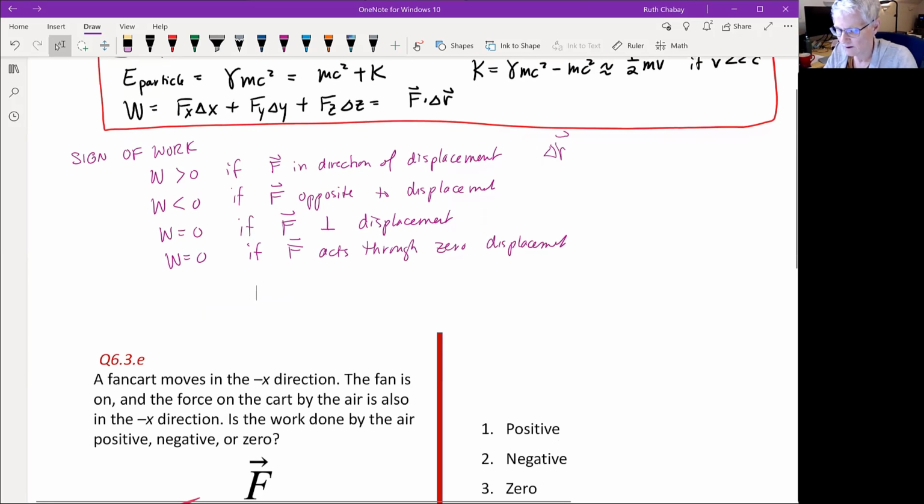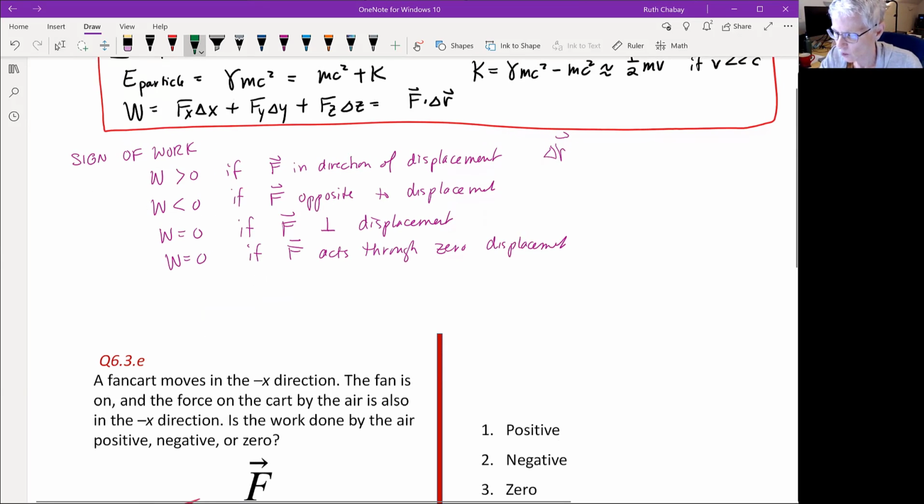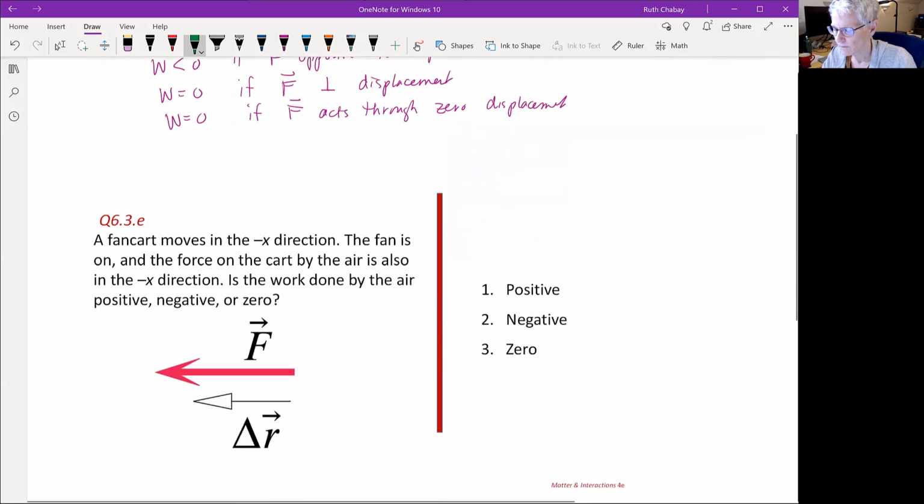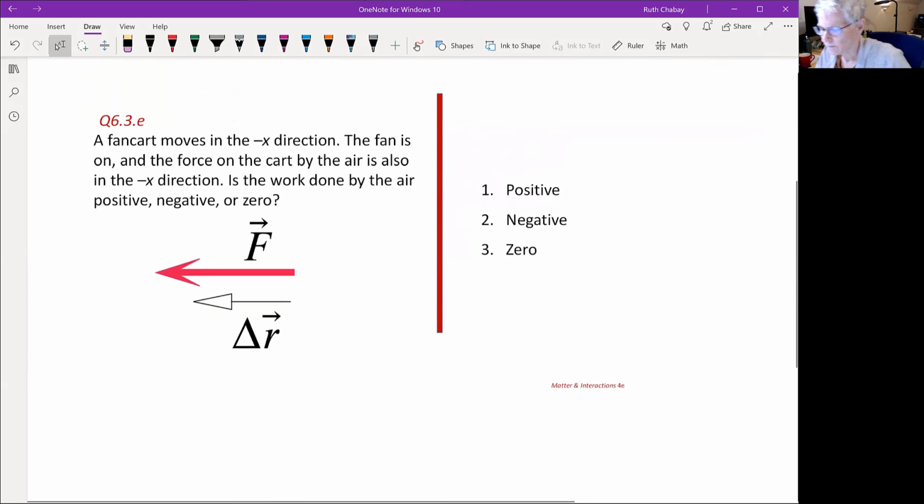Note that we already did explore this: work comes out to greater than zero if the force is in the same direction as the displacement. So it doesn't have anything to do with whether the force is in the negative x direction or the displacement is in the negative x direction or anything. It's really the relative direction.